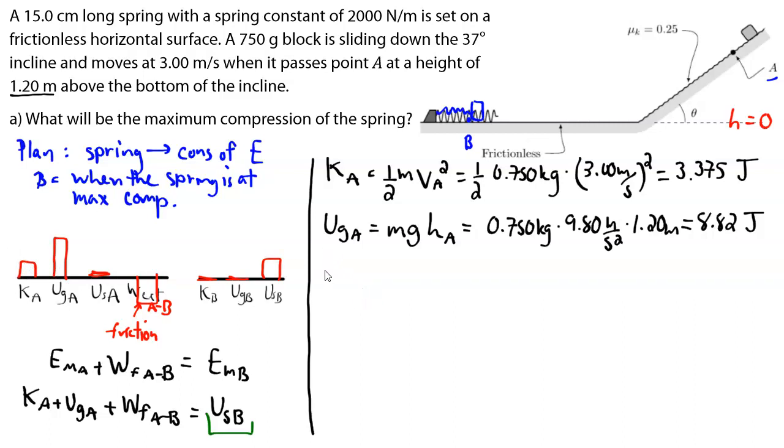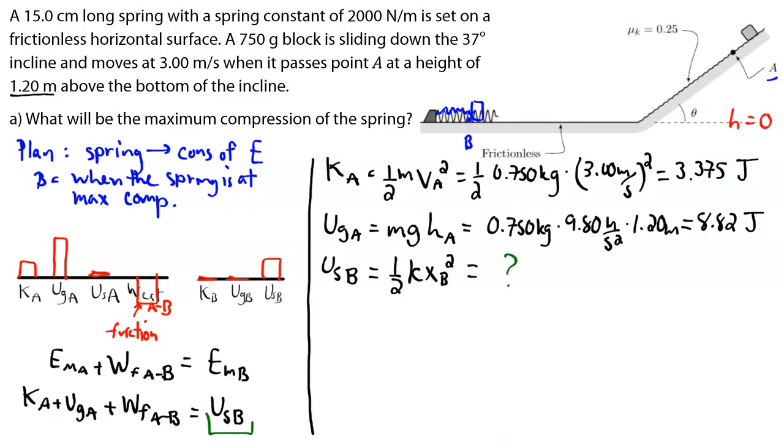Finally, the other piece that we will eventually need is the energy stored in the spring at the end, and this will just be 1/2 k times the compression of the spring at point B squared. And I want you to notice that this k is not a capital K, it's not the kinetic energy, it's really the spring constant, so 2000 newtons per meter. But since we don't know the x_B yet, this is actually an unknown quantity.